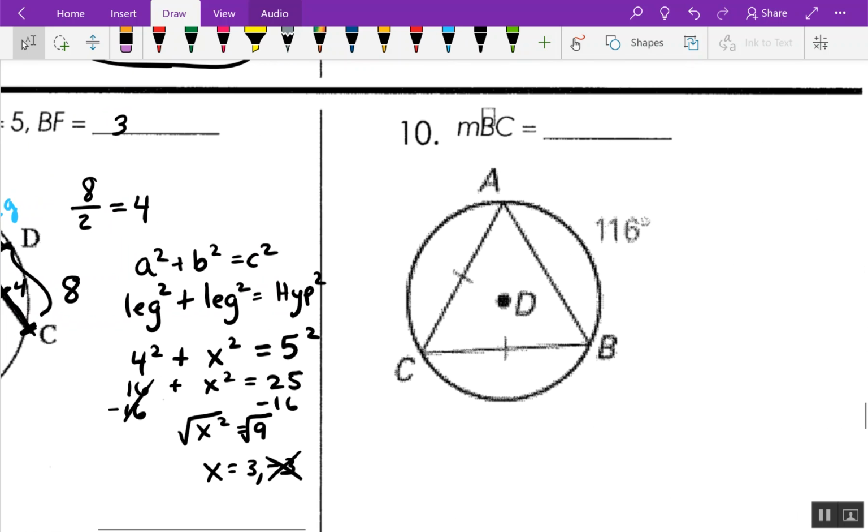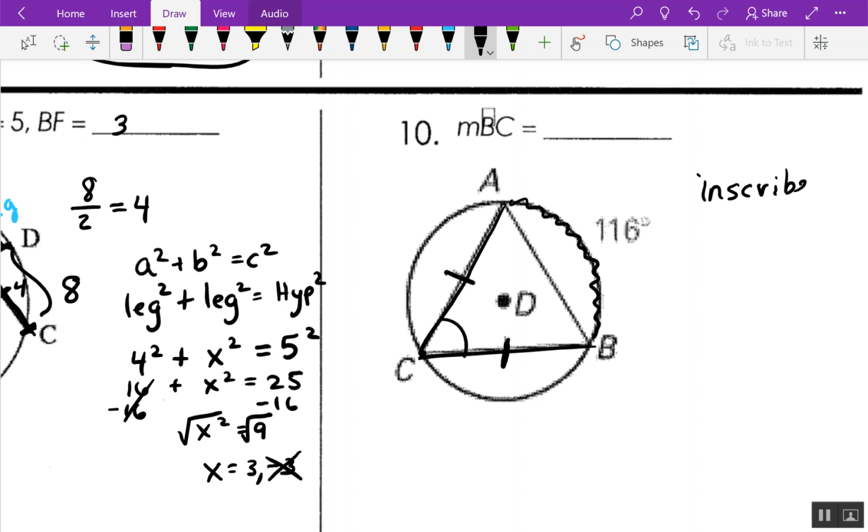This one, this is an isosceles triangle, right? See this, isosceles? All right, this arc is the intercepted arc of this inscribed angle. How much is angle C? Inscribed, people, inscribed. What do we do? We divide by 2. All right, so this angle is 58.